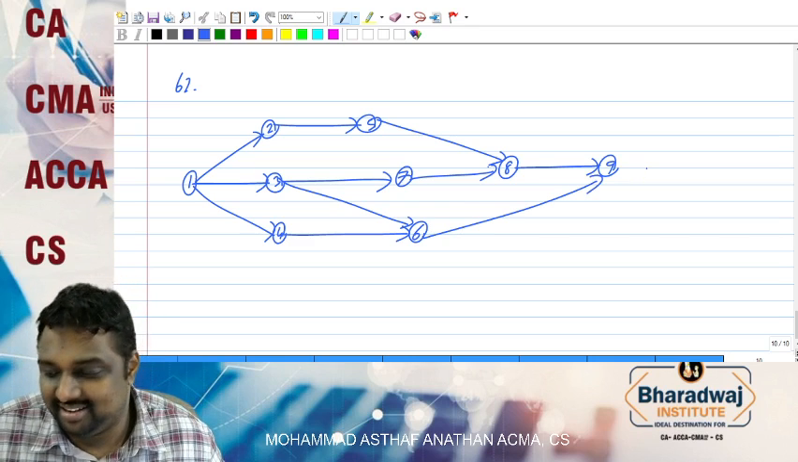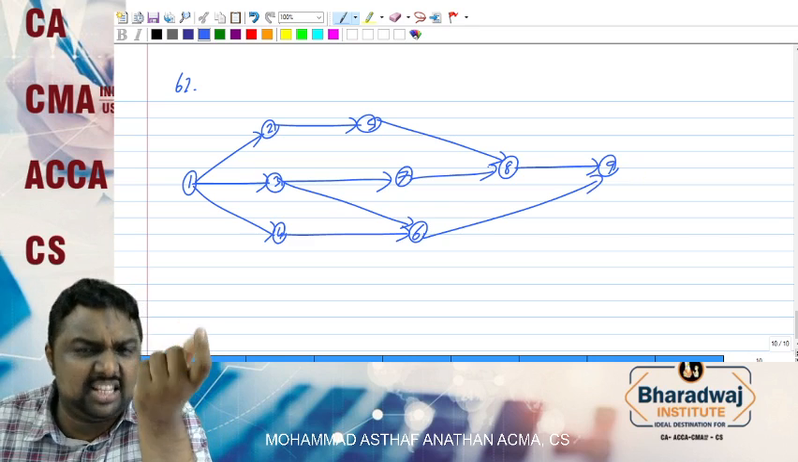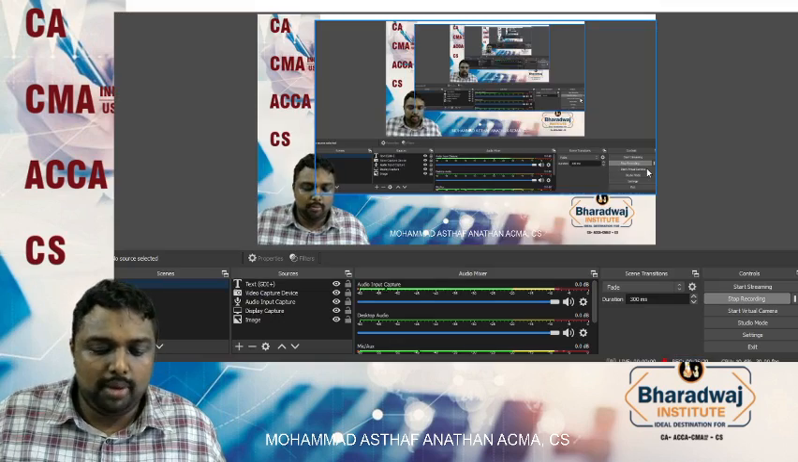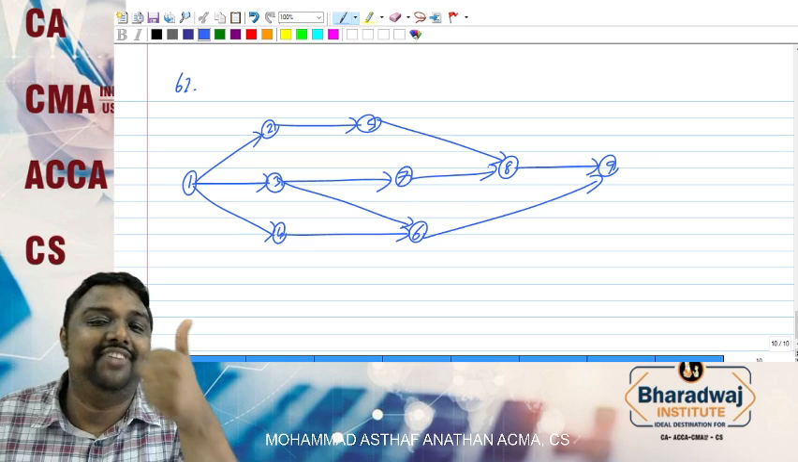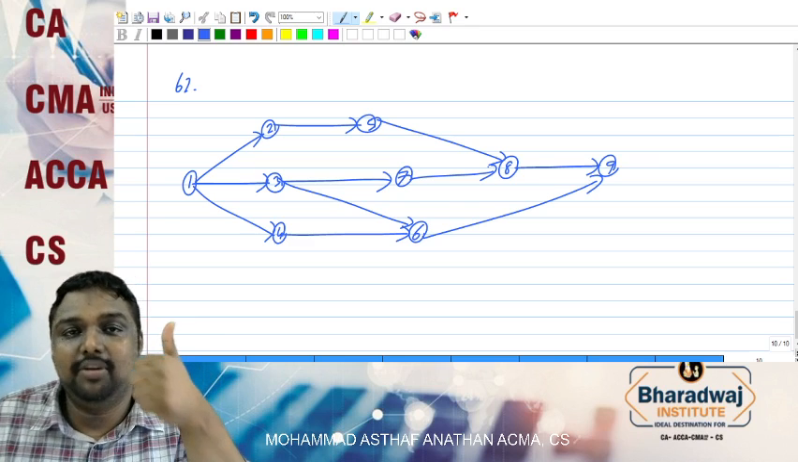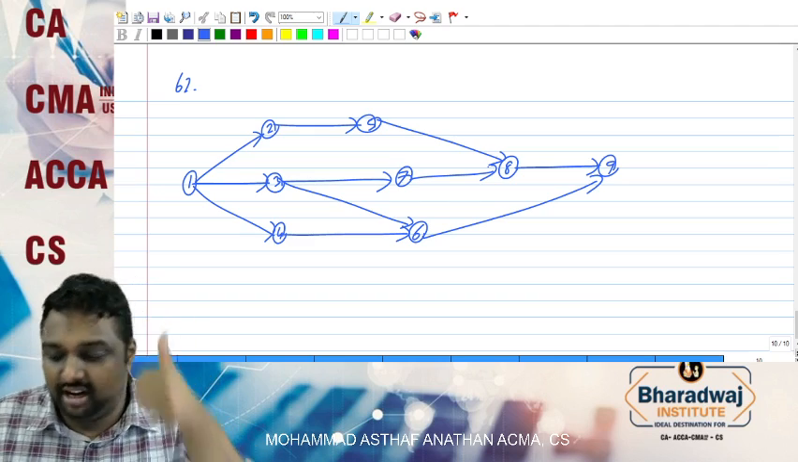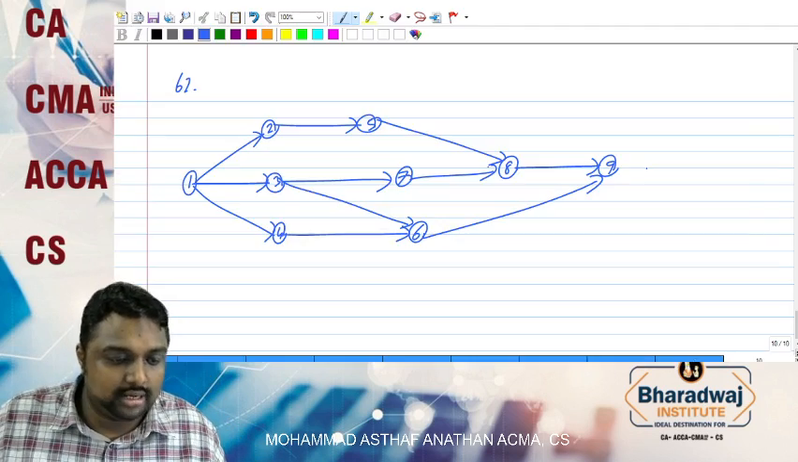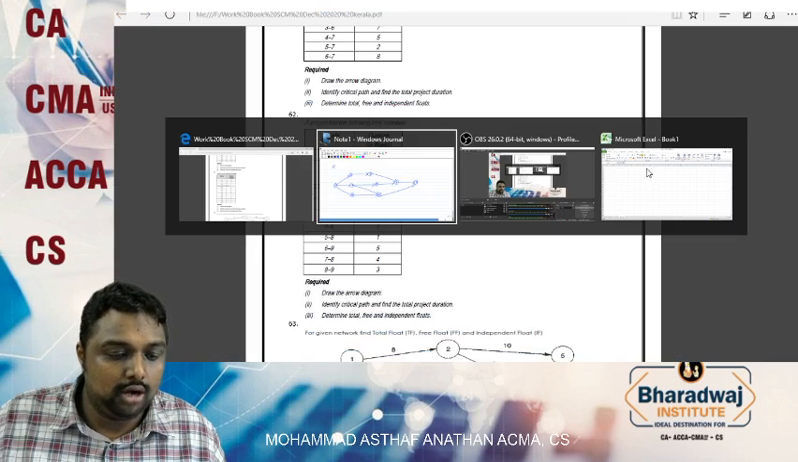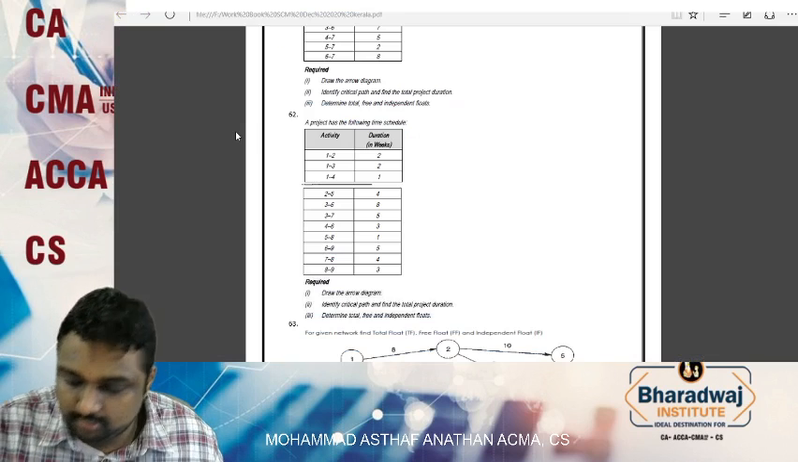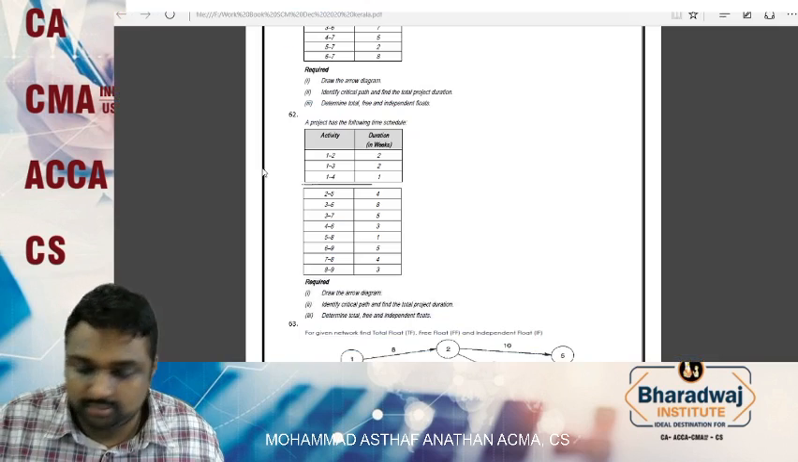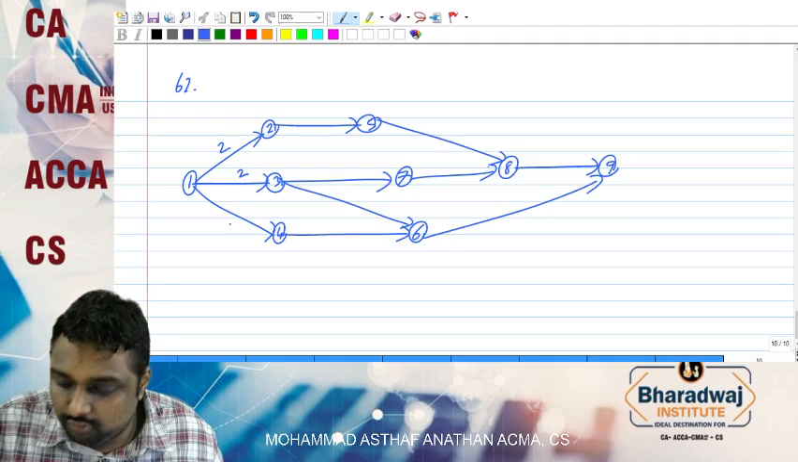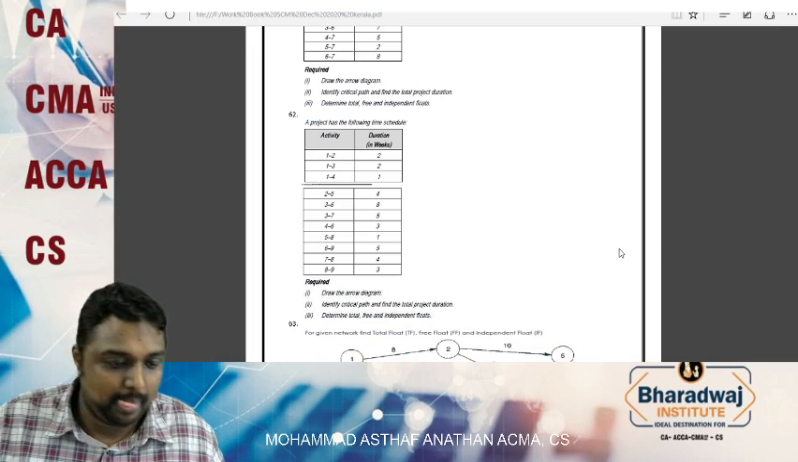We have corrected. So this is a little adjustment we sometimes have to do. But however it is, when we practice more and more, definitely we will get the answer. So how will we give the timing and all? 1 to 2 it is 2 days. 1 to 3 also it is 2 days. 1 to 4 it is 1 day.